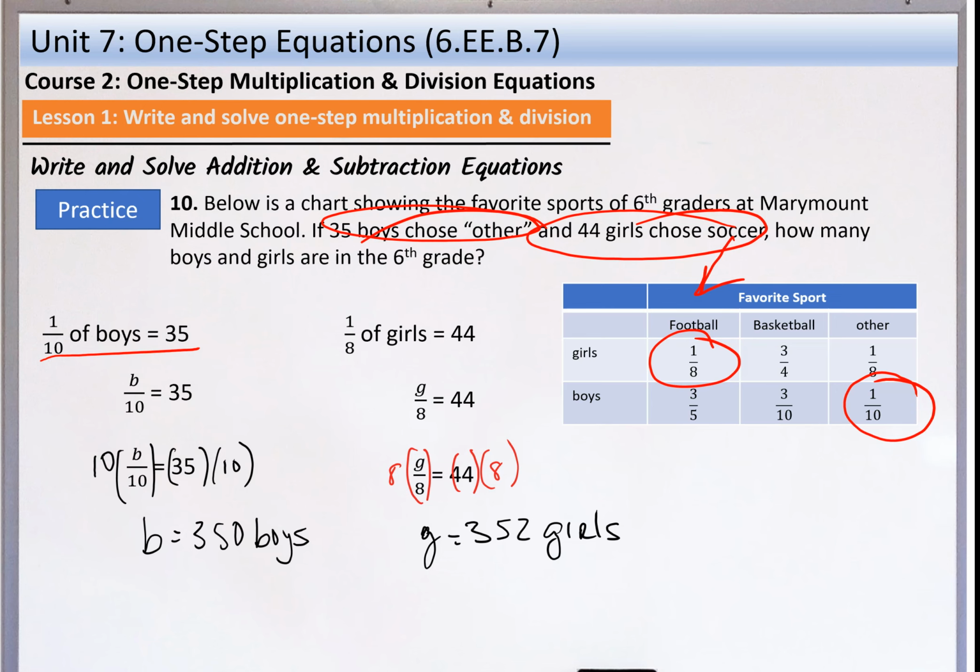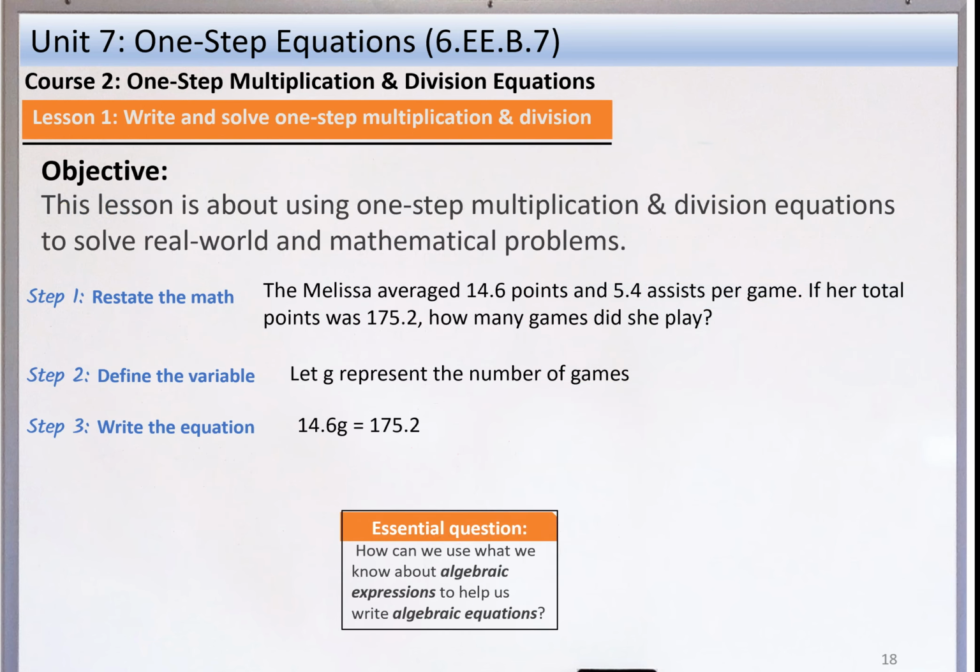All right, exactly 5 minutes, and we're finally done. One-step multiplication and division, how to write them, how to solve them, inverse operations.